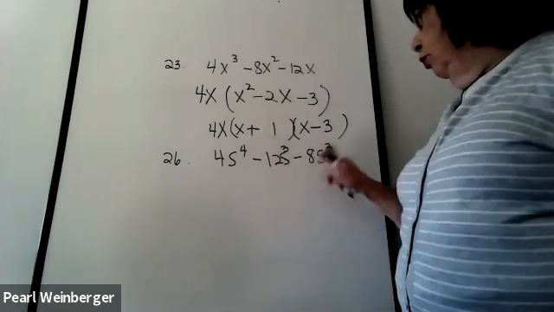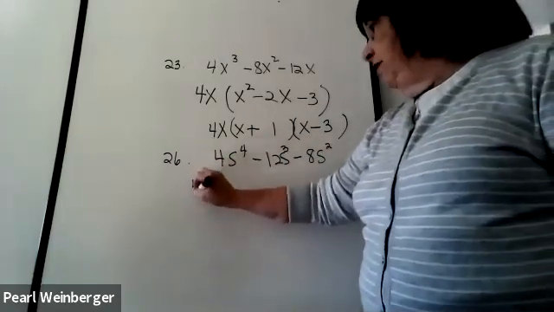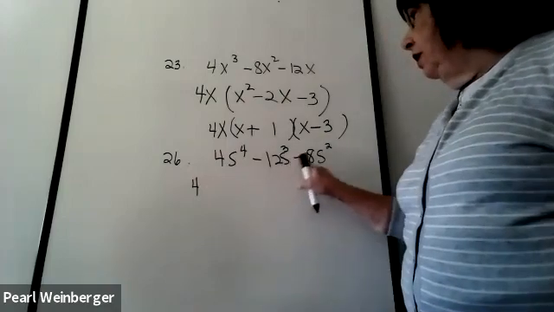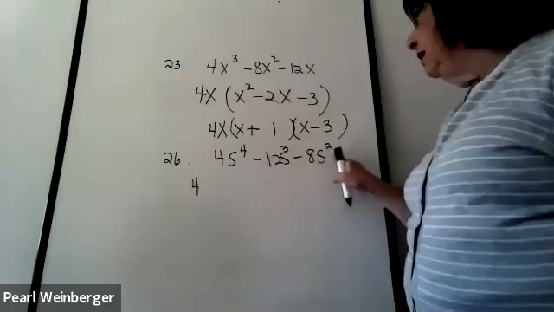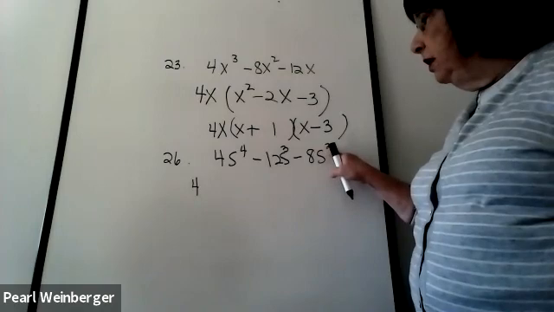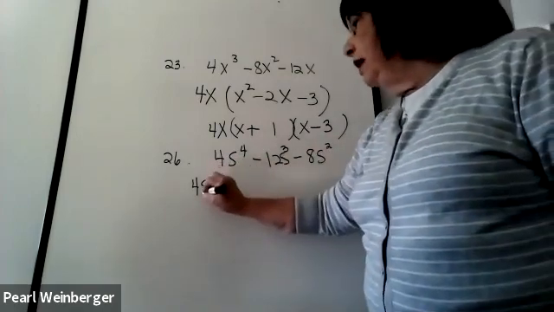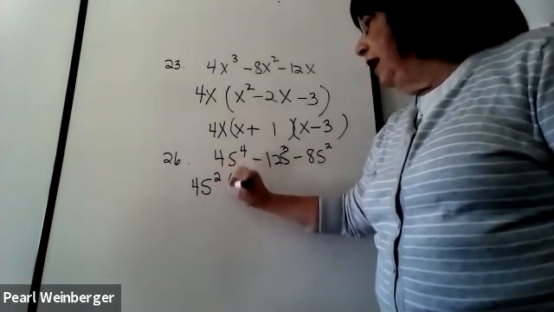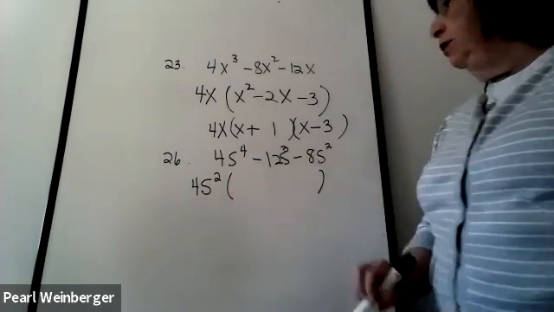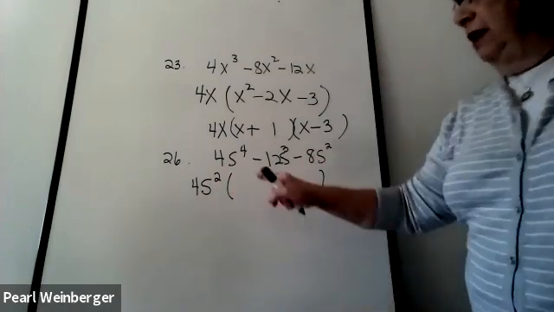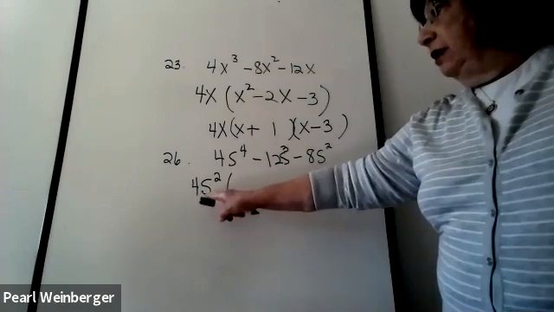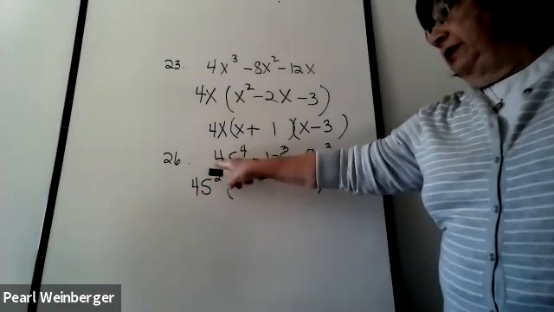And 4 goes into all of them, so 4 is a common factor. And if I look at the variables, they all have s's, and the smallest exponent is 2. So 4s squared is my common factor. Okay, let's see what happens when I divide out the 4s squared. So the 4 into 4 cancels out.